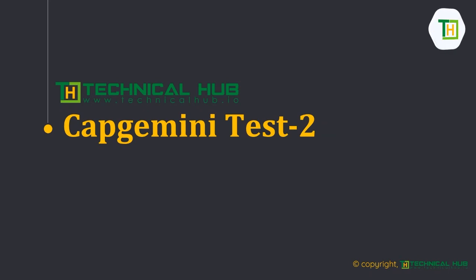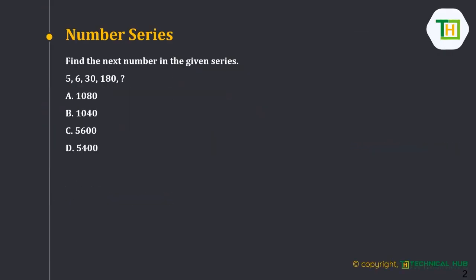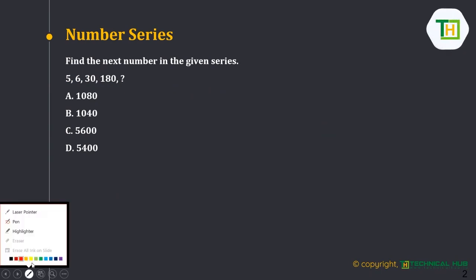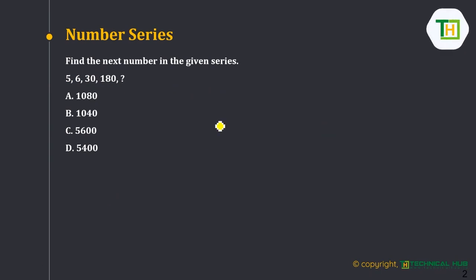So we'll start. The first question is a simple number series question. The series is 5, 6, 30 and 180. That's a very simple series. Just by seeing it, you can identify what the logic is. May I know what is the answer for this question? Can anyone? Any one of you please give the answer in the chat box if you have answered it earlier.